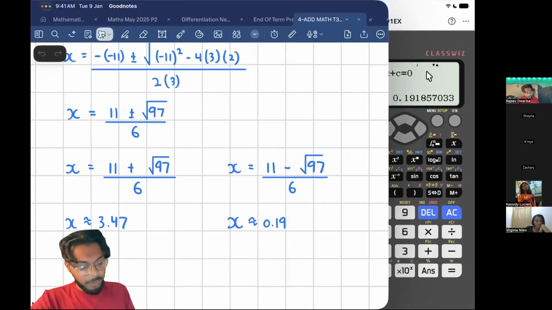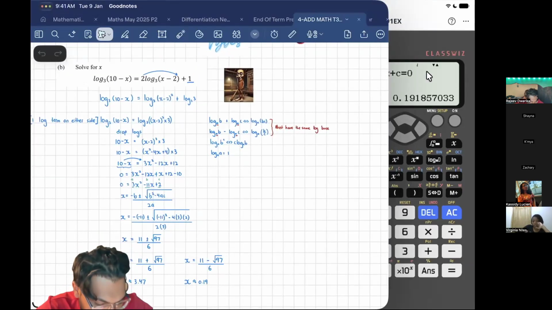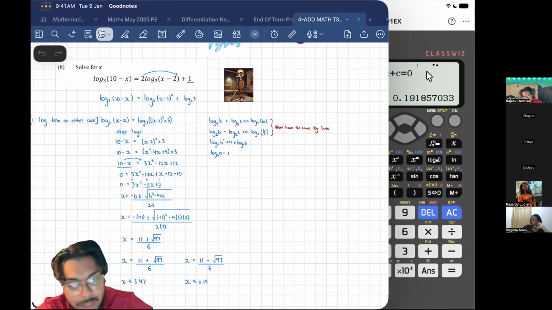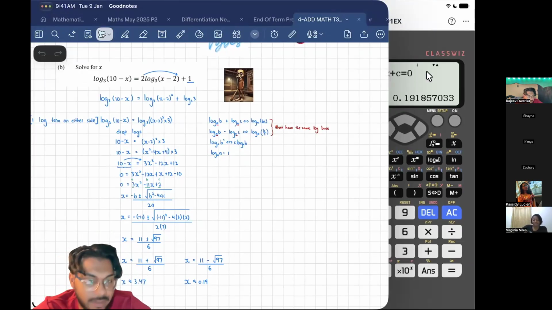You're getting 3.47 and again 0.19. Which answer do you think is correct in the context of this question? Let me see if I really understand logs. I would say the larger value. Why would you say the larger value? You have to justify it. I honestly don't have a reason, but I would just choose that one. Right. Anybody could figure out the reason why we should go with 3.47?